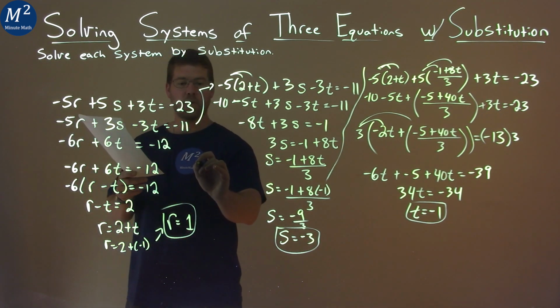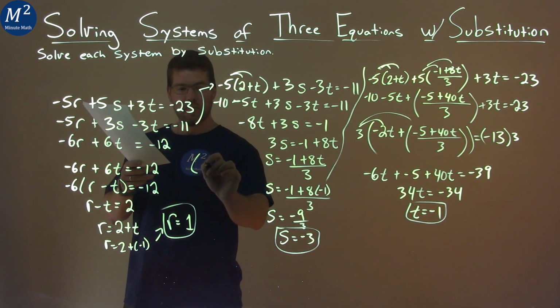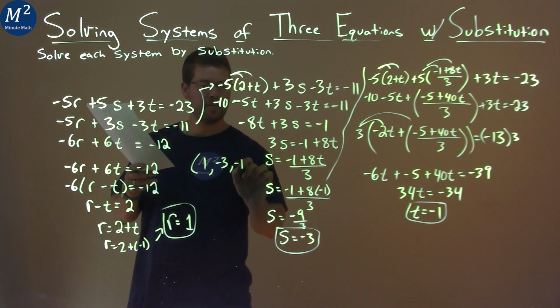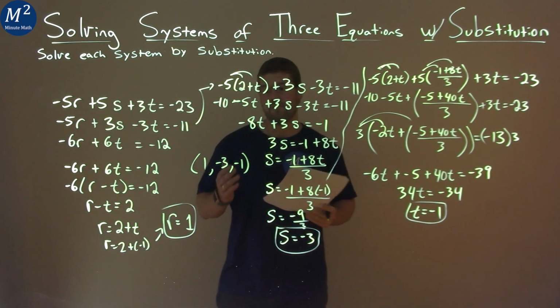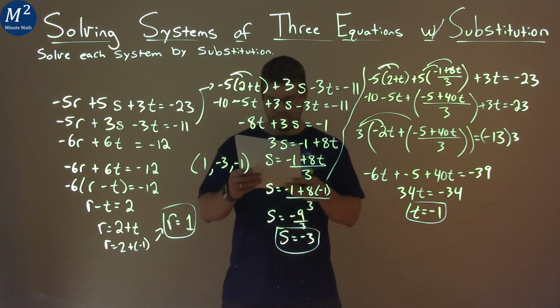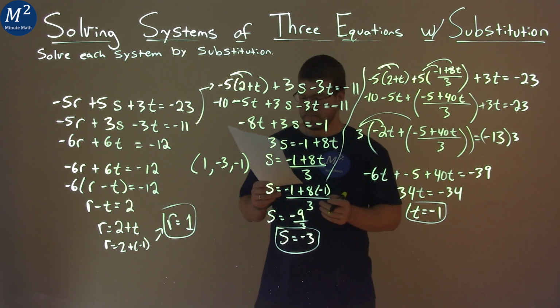So we can write this as a coordinate point solution of 1, negative 3, negative 1, in the order they gave us the variables. And that is our final answer. r equals 1, s equals negative 3, and t equals negative 1.